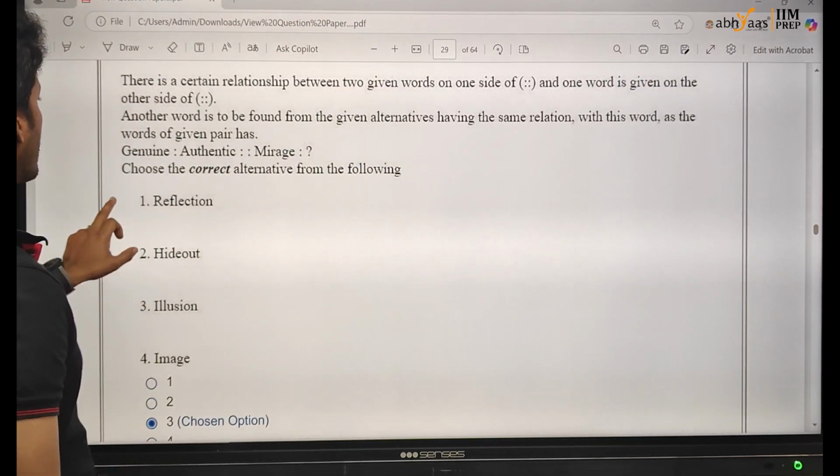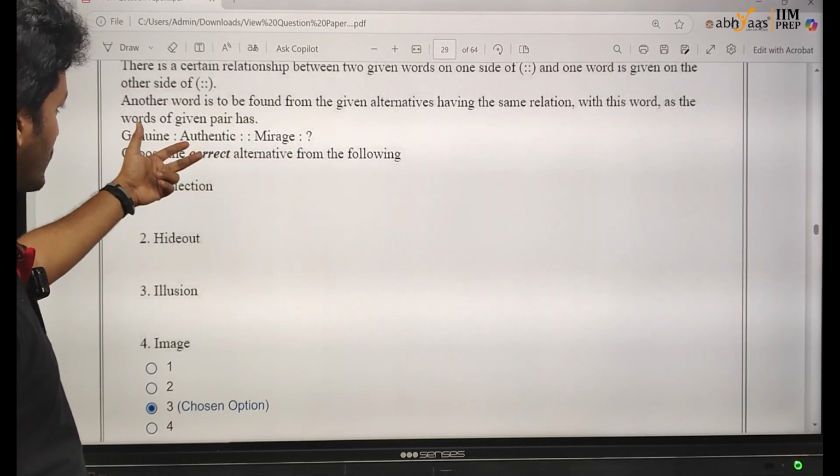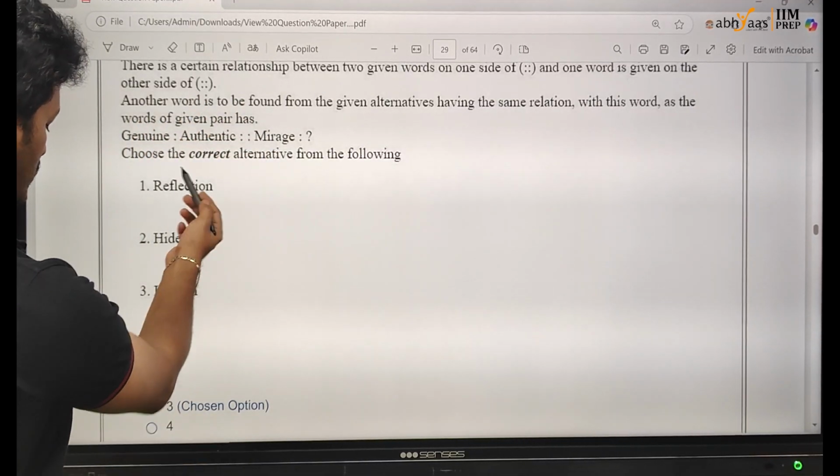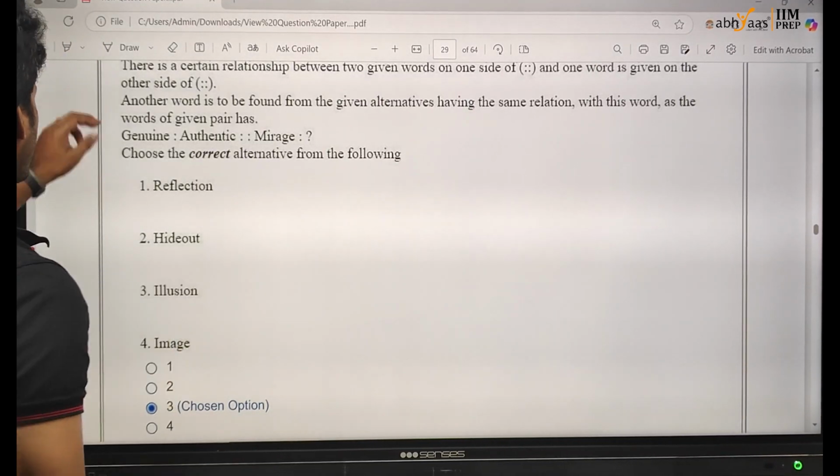And the analogy: genuine, authentic. If you are genuine, it is authentic. What is a mirage? It is not a reflection, it's not an image, it's not a hideout, it's an illusion.